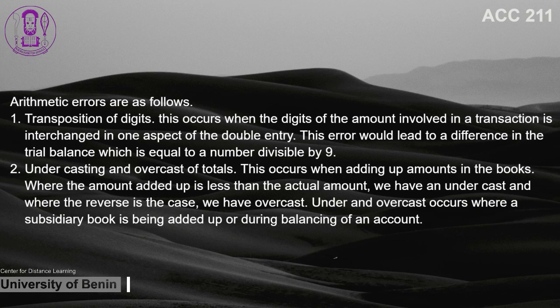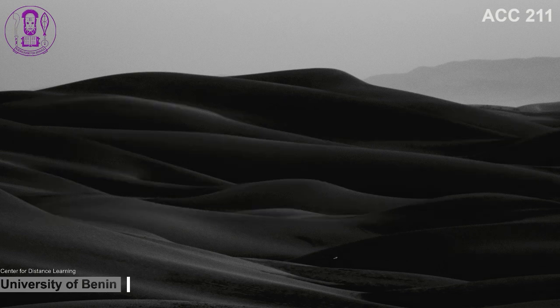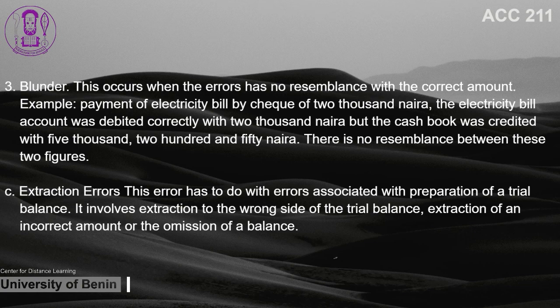2. Undercasting and overcasting of totals. This occurs when adding up amounts in the books. Where the amount added up is less than the actual amount, we have an undercast, and where the reverse is the case, we have an overcast. Under and overcast occurs where a subsidiary book is being added up or during the balancing of an account. 3. Blunder. This occurs when the errors have no resemblance with the correct amount.